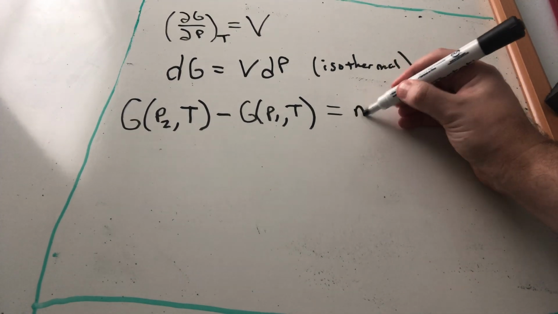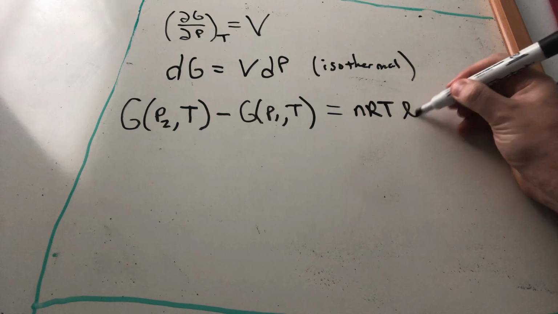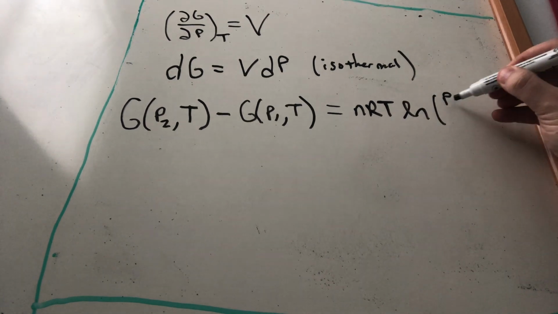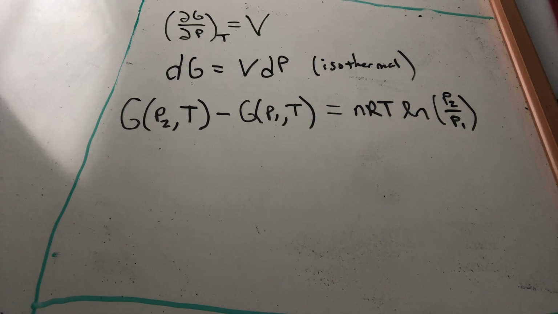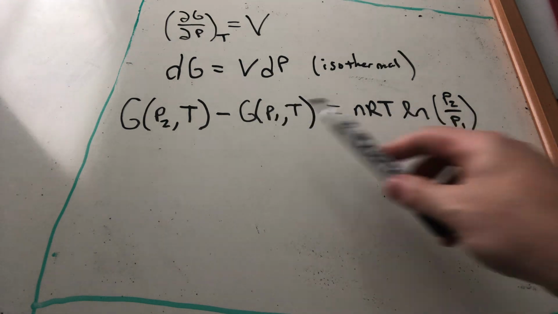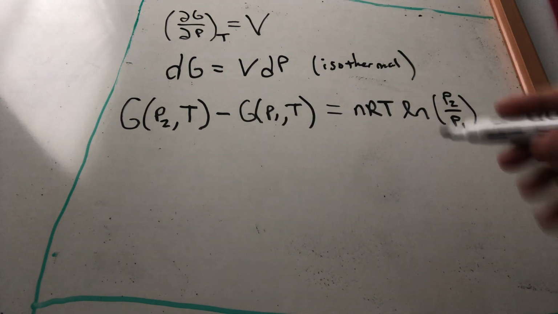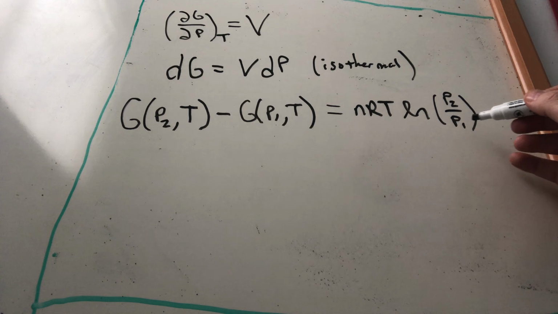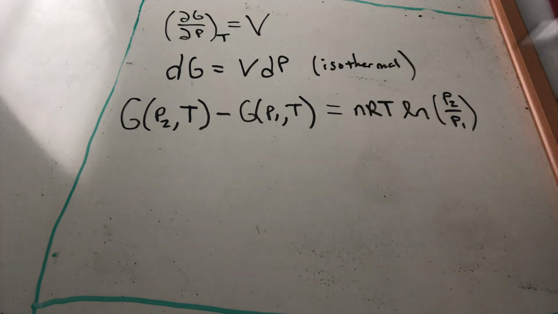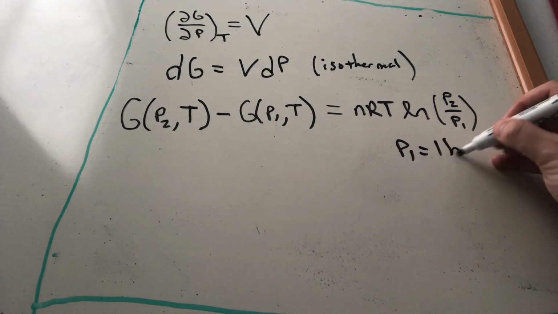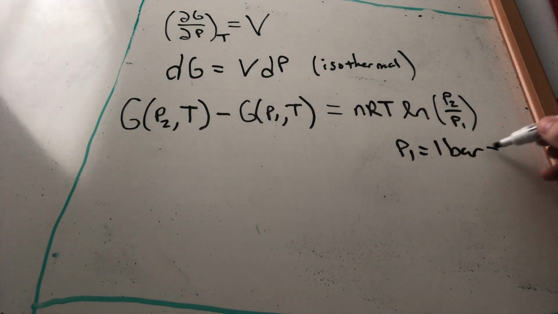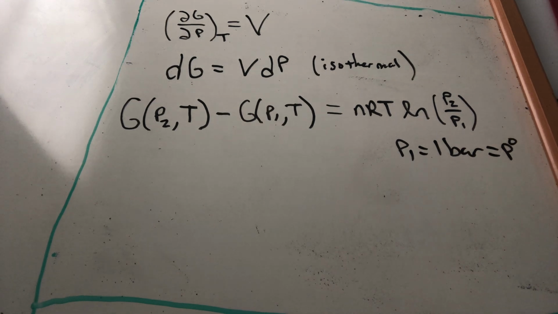What we'll have out of this is nRT, the natural log of P2 over P1. Now, when we talk about applying standards later on, we like to pick what this P1 is. We like to say our standard is not just some random pressure, our standard is an ideal gas with a P1 equal to 1 bar. So let's set that up. We would call that P naught, where the naught stands for a standard situation.